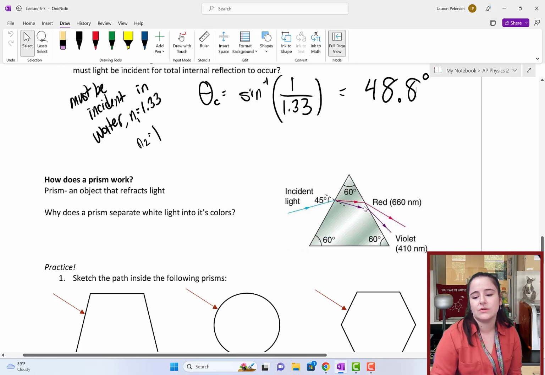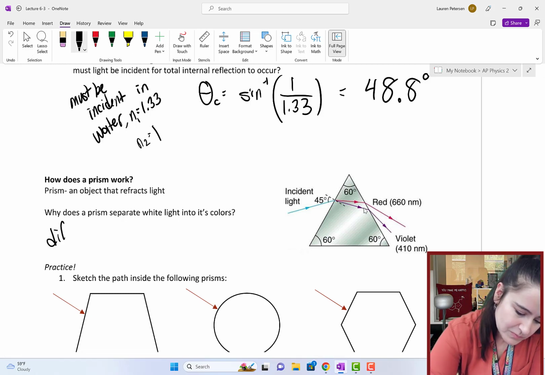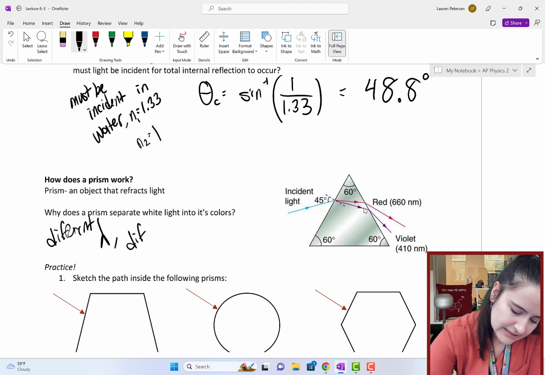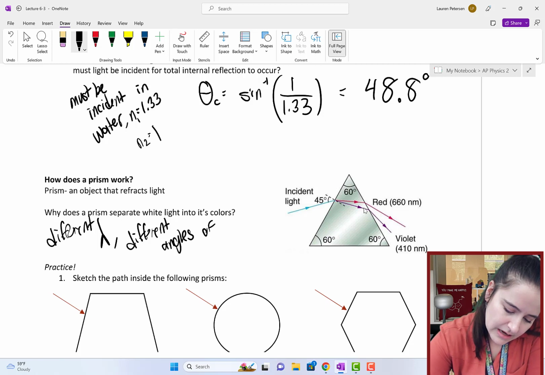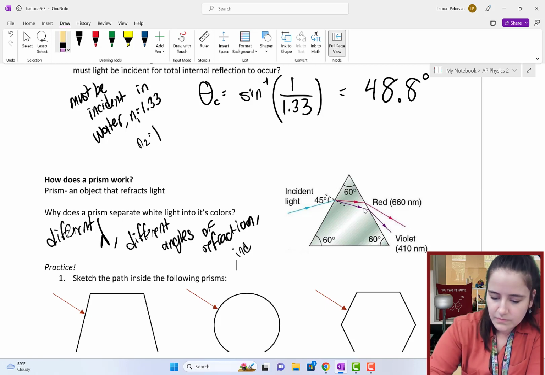So different wavelengths are going to be refracted at different angles. Different wavelengths, different angles of refraction, and indeed different indexes of refraction.